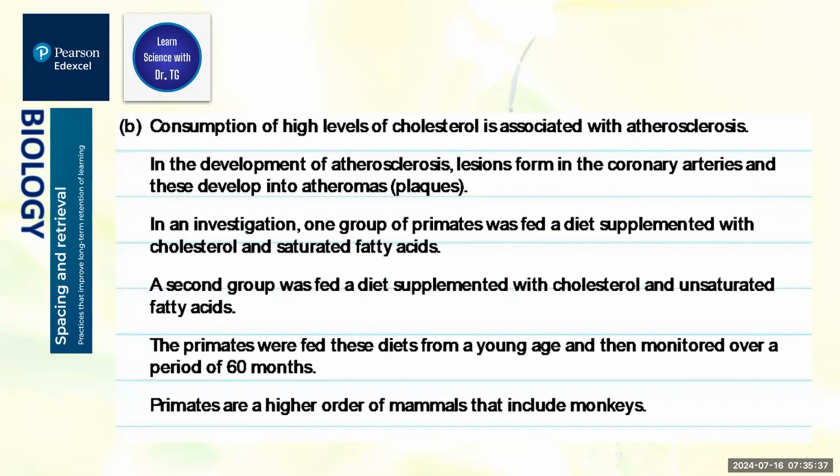In an investigation, one group of primates, the primates are very good to use because they are very close to humans, the higher order animals, was fed a diet supplemented with cholesterol and saturated fatty acid. A second group was fed a diet supplemented with cholesterol and unsaturated fatty acid. The primates were fed these diets from a young age and then monitored over a period of 60 months. 60 months is 5 years.